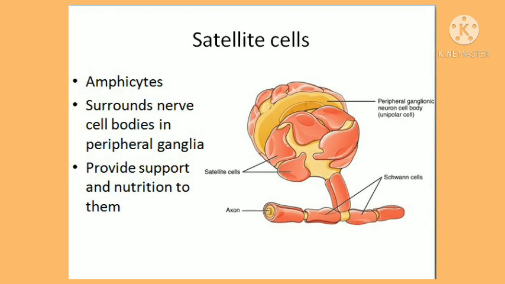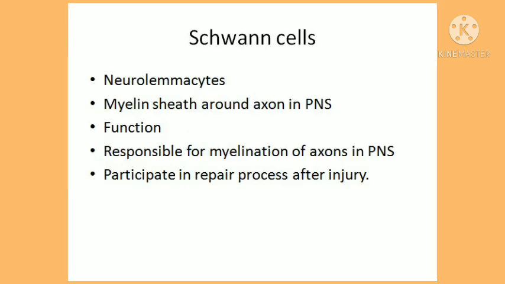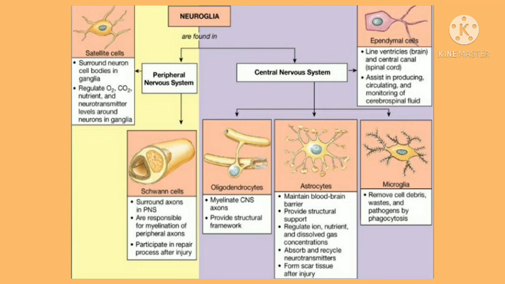Neuroglial cells in the peripheral nervous system are satellite cells and Schwann cells. The satellite cells or amphicytes surround the nerve cell bodies in peripheral ganglia and provide support and nutrition to them. The Schwann cells or neurolemmocytes form myelin sheath around axons in the peripheral nervous system. It is important to note that Schwann cells form neurolemma around all axons in peripheral nervous system, whether they are unmyelinated or myelinated. This is all about neuroglial cells.